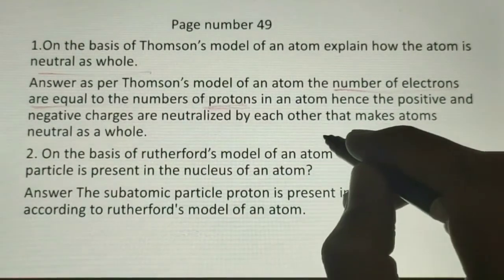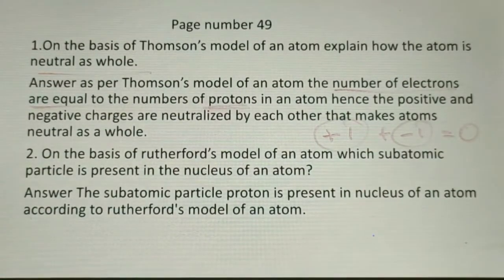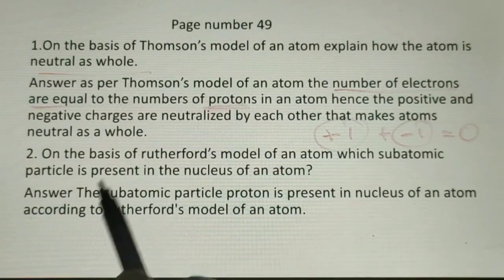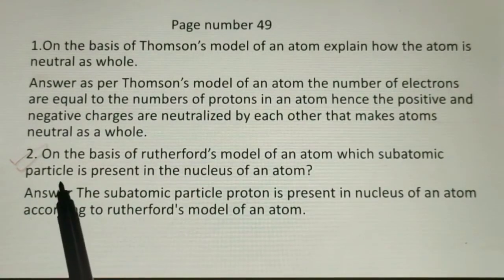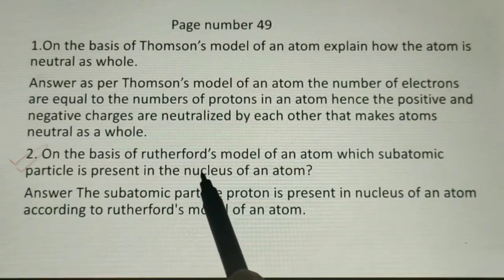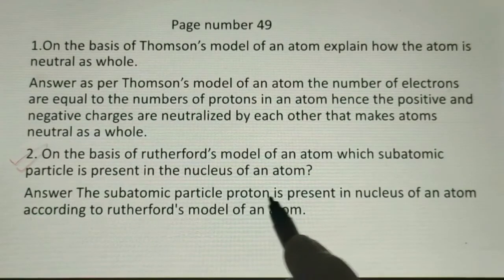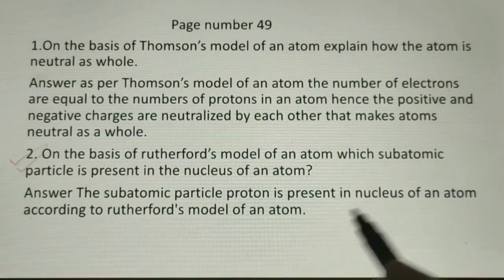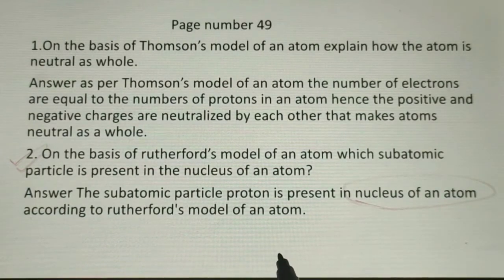In the previous question only, I have told that +1 plus -1 give rise to zero, making neutralization of anything. So similarly, in an atom, a positive charge and a negative charge is being neutralized as a whole. Now the second question is, on the basis of Rutherford's model of an atom, which subatomic particle is present in the nucleus of an atom? So the answer would be, the subatomic particle proton is present in the nucleus of an atom according to Rutherford's model of an atom.